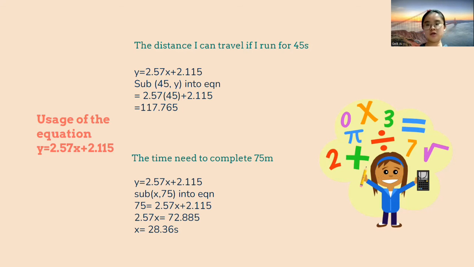So how about the time needed to complete 75 meter? 75 meter are actually a y value. So again, I can find the time needed x by substituting the value of y, which is 75 meter. So 75 will equal to 2.57x plus 2.115. By simplifying the equation, finally I can obtain that x equal to 28.36 seconds.